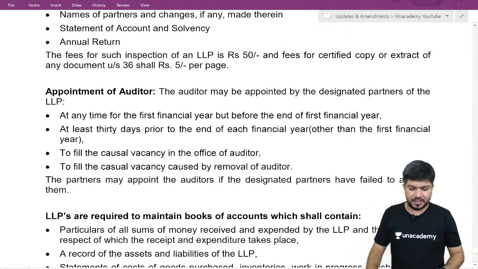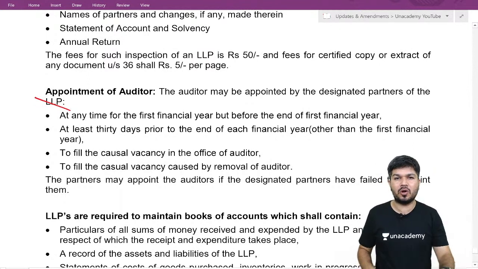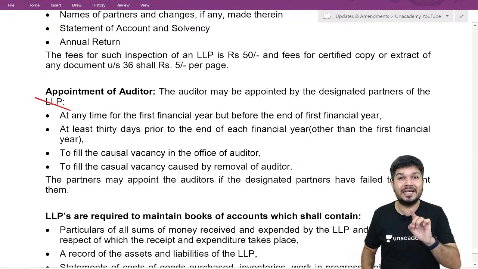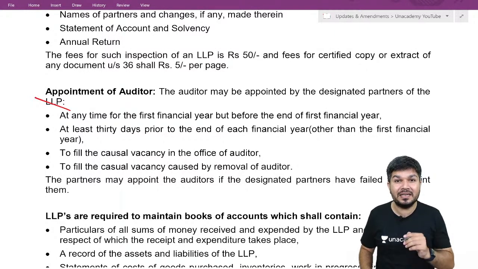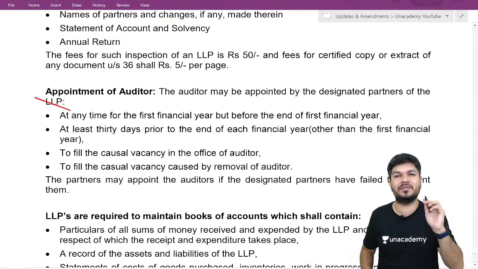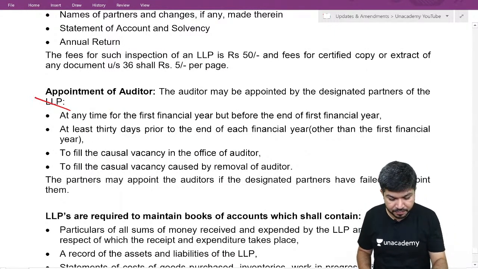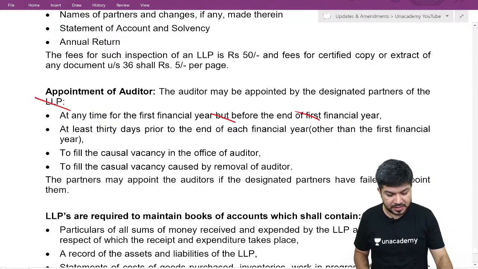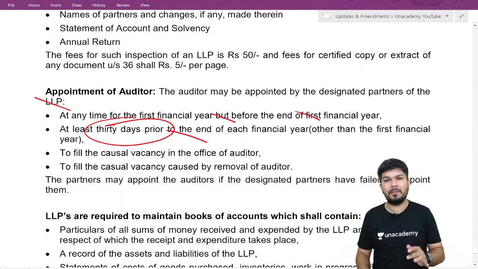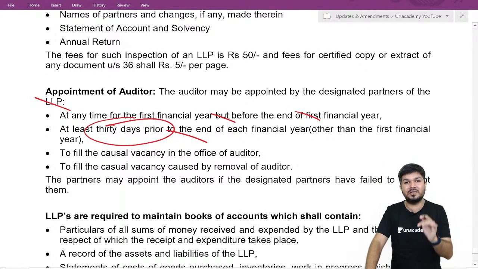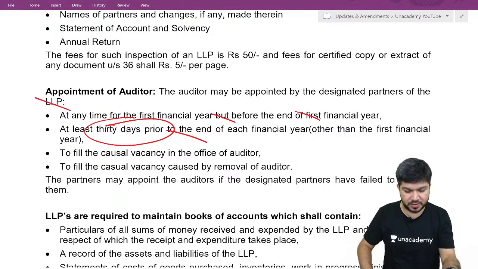Okay. Now, appointment of auditor. Who will appoint the auditor in LLP? Designated partner. I repeat, designated partner. The first auditor will be appointed before the end of the first financial year. Subsequent auditors will be appointed at least 30 days before the end of the year. Who will appoint it? Designated partner. If the designated partner doesn't appoint, other partners can appoint.